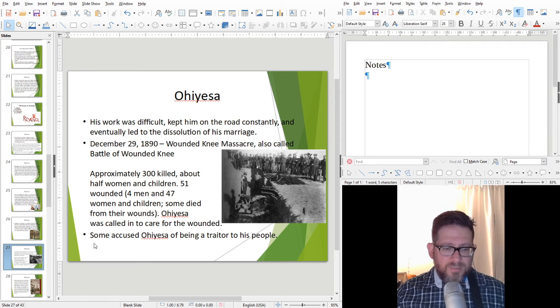And many accused Ohiyesa of being a traitor to his people. How could he work at all with the federal government when this was how the Native Americans had been treated? And there was the fact that he embraced the culture too of the new Americans and converted to Christianity, and truly saw himself as both a new American and as a Native American all at the same time. So this was not an easy life.